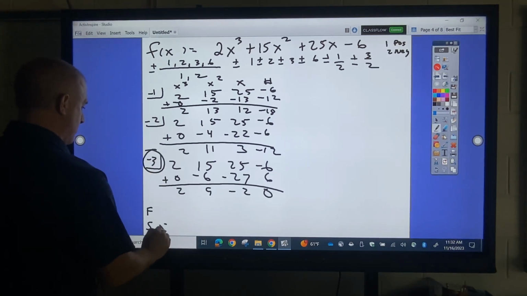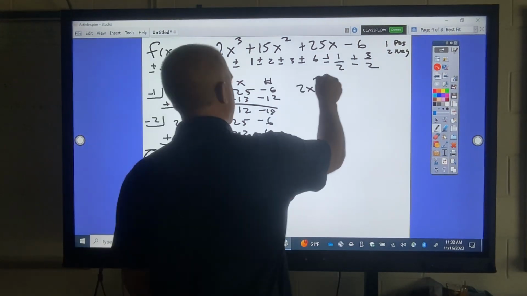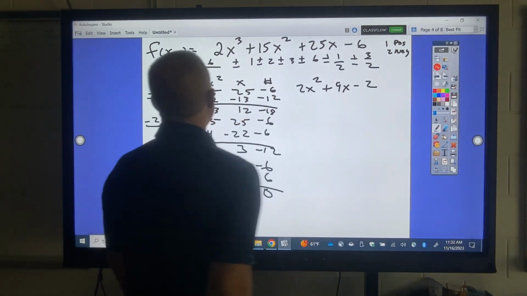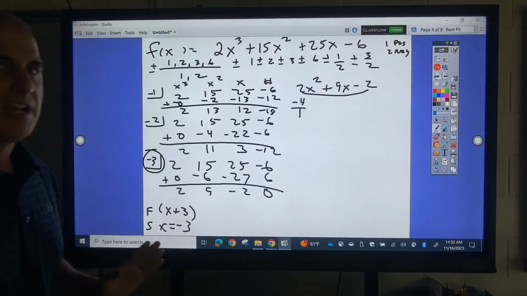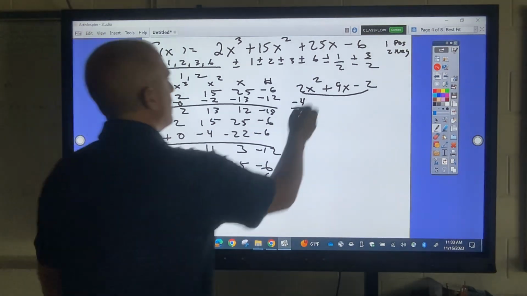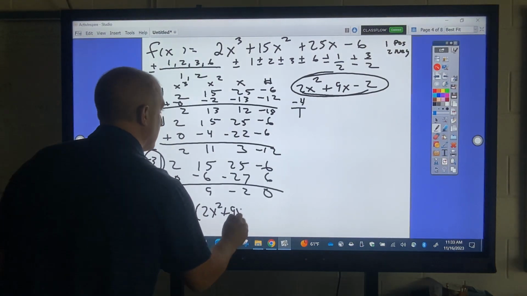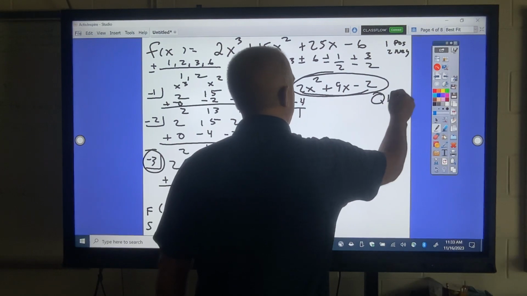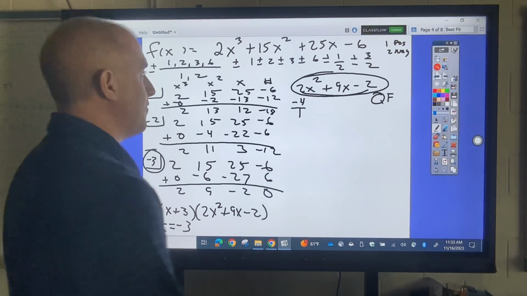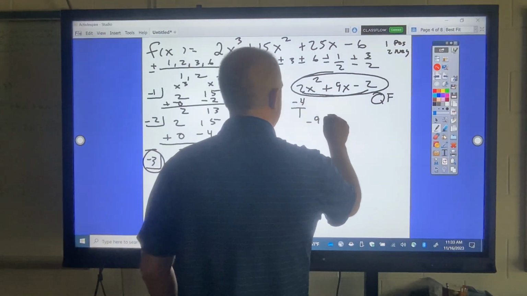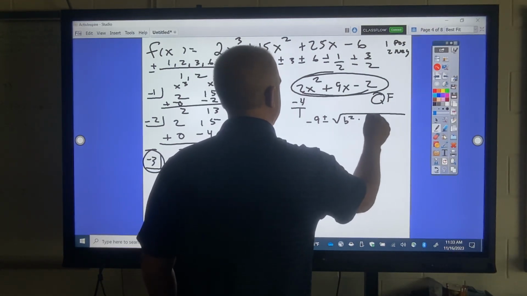Factor and solutions. What I got here is 2x squared plus 9x minus 2. Now, here's the problem. If I multiply that, I get negative 4. Are any of those factors going to add up to that? No. So this becomes my final factor. Then what I have to do is use the quadratic formula to come up with the solution. When something's not factorable, the quadratic formula will always work. So negative 9 plus or minus the square root of b squared minus 4ac.